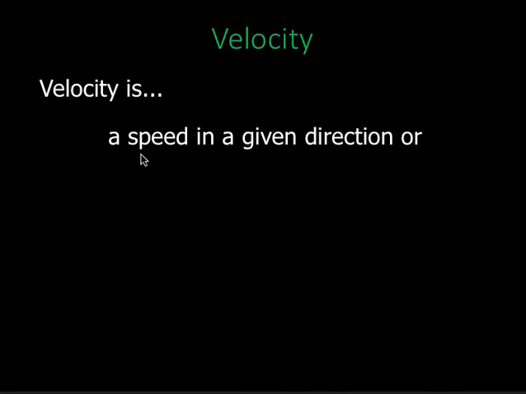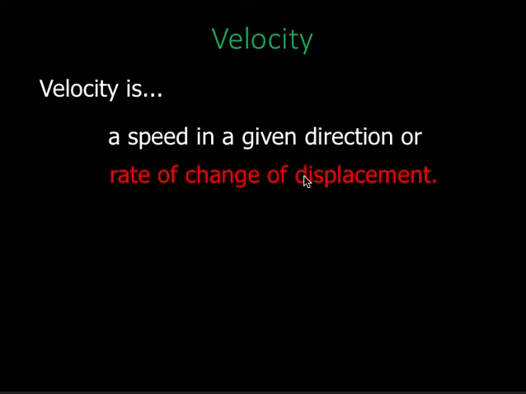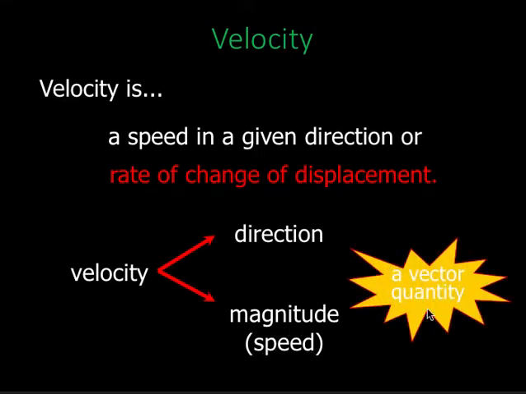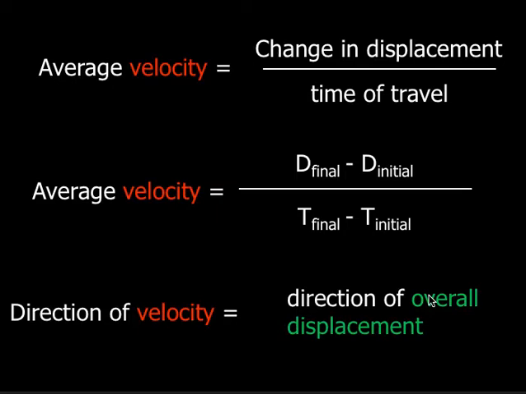Velocity is a speed in a given direction, or the rate of change of displacement. Velocity is what's called a vector quantity. It will give you a speed and a direction, two pieces of information. Velocity will give you a direction and a magnitude, for example, speed. And this is called a vector quantity. Now there's a formula we can use to calculate velocity.